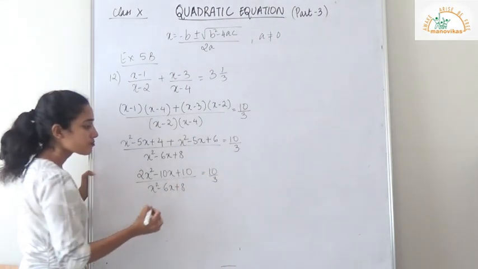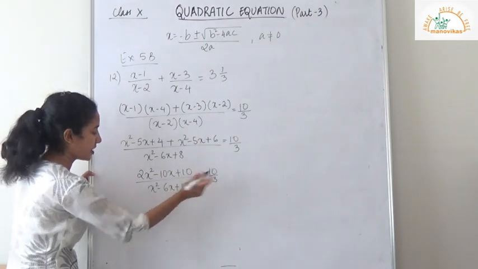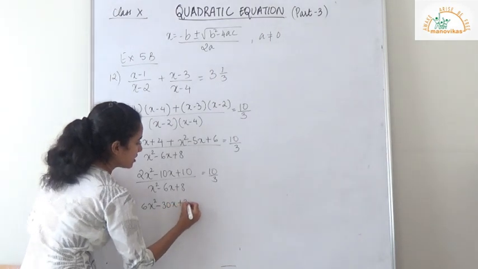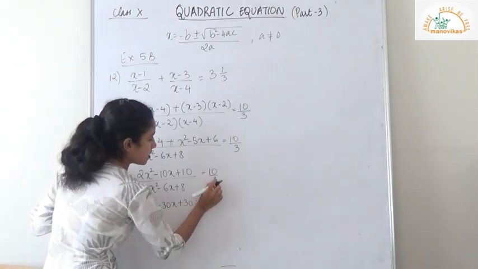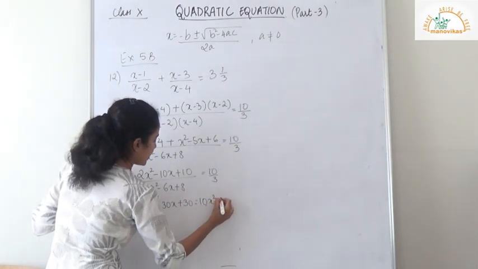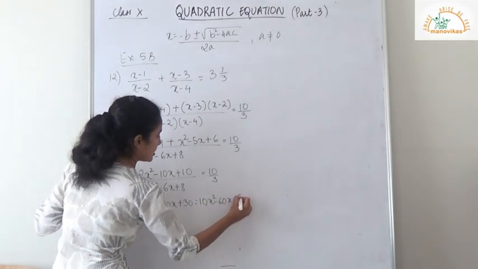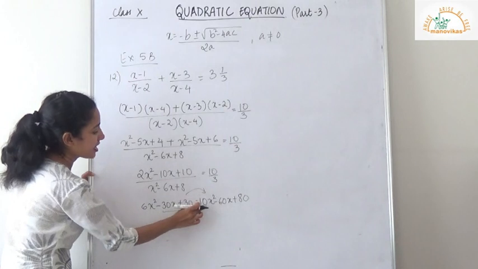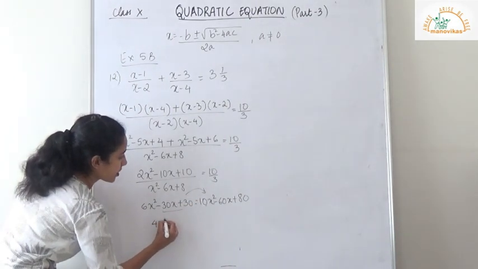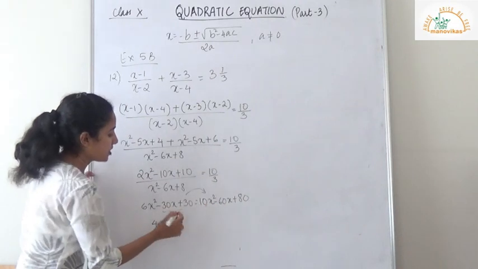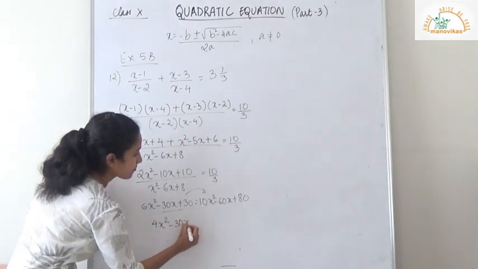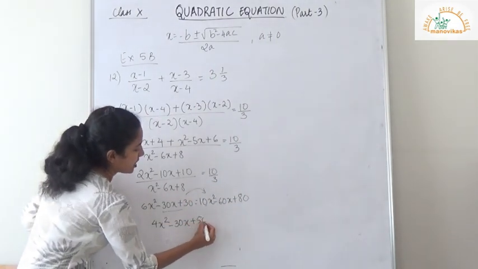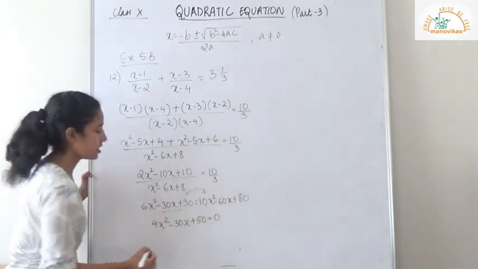What is the next step? You cross multiply. So I have 6x square minus 30x plus 30 is equal to 10x square minus 60x plus 80. So taking all these terms on the other side, I have 10 minus 6 will be 4x square. Then minus 60 plus 30 is minus 30x. And plus 80 minus 30 is plus 50. Equal to 0.